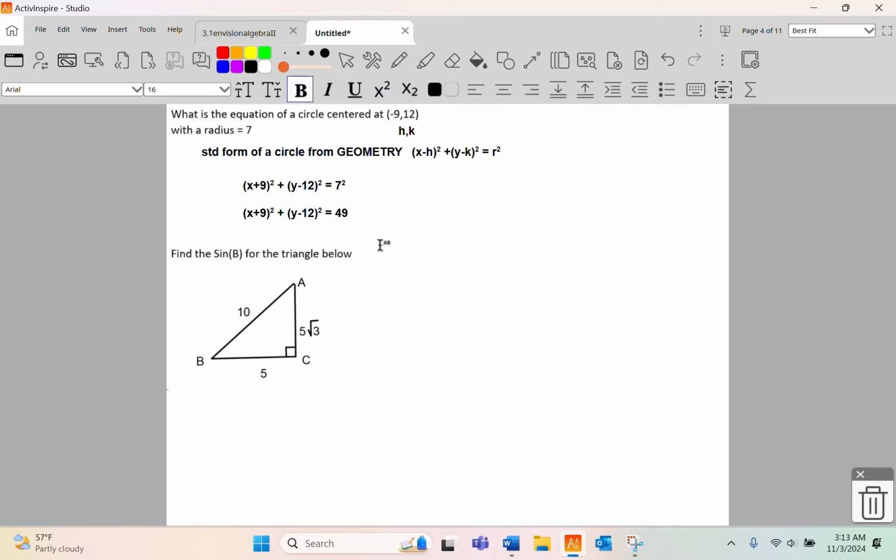Find the sine of angle B for the triangle below. So here you're thinking about SOHCAHTOA. And the sine ratio for any angle is the side opposite over the hypotenuse.